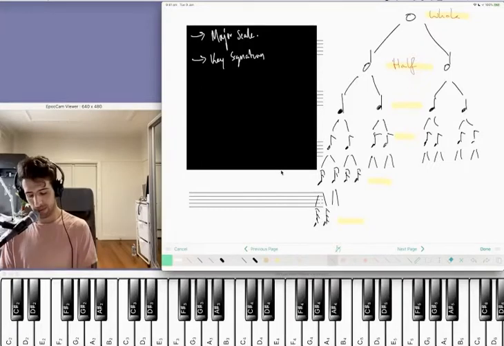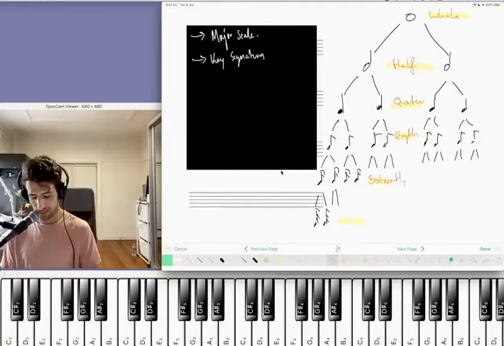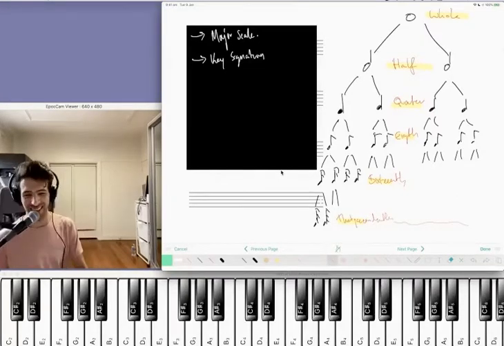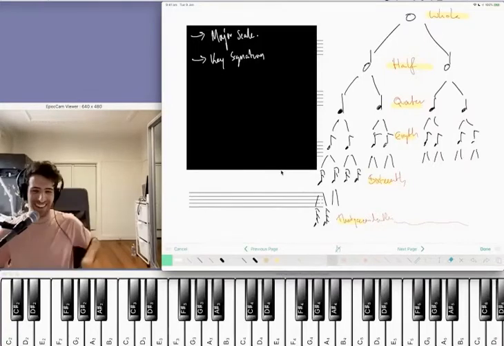Then we've got quarter notes, eighth notes, sixteenths, and then 30 seconds. It looks like 30 second death. That's how we feel about it when we see it in music. So that's one approach in terms of the naming of the note rhythms.